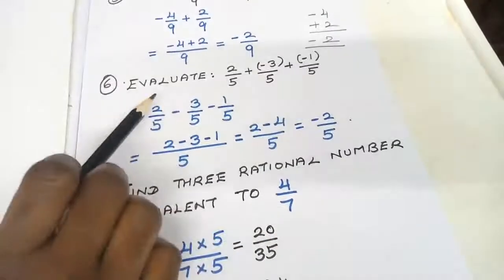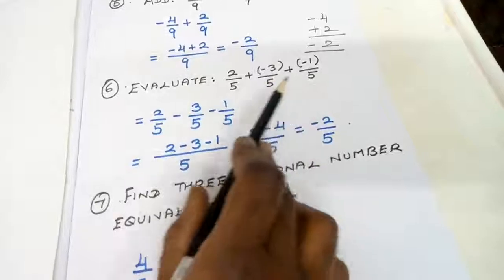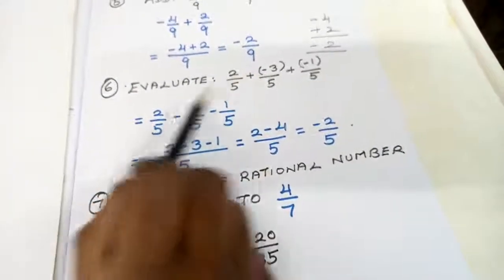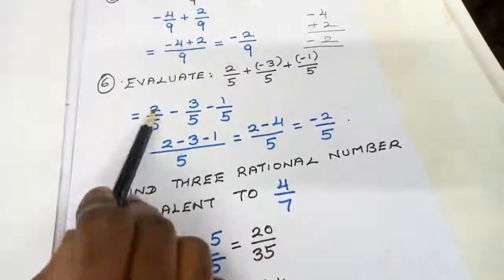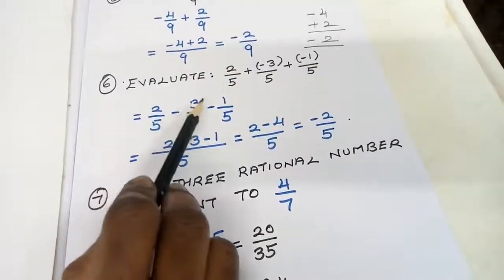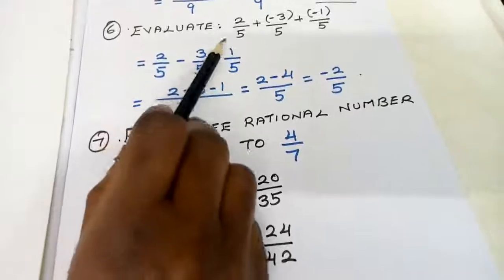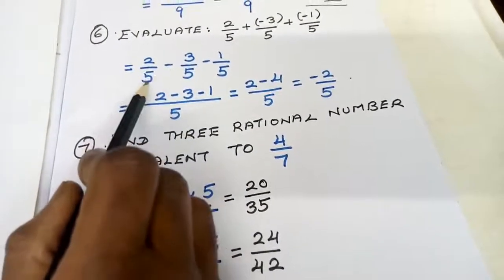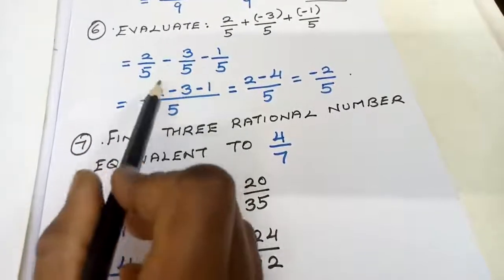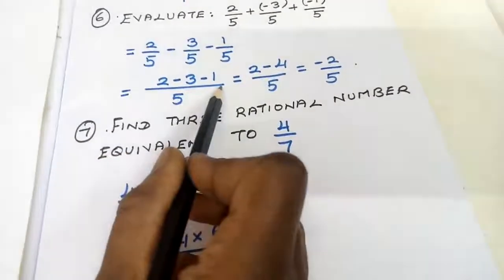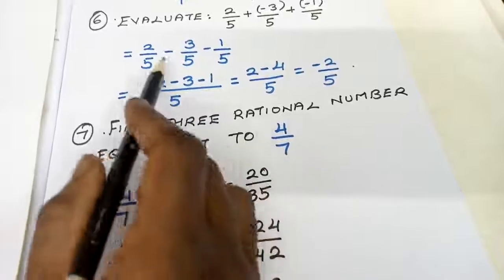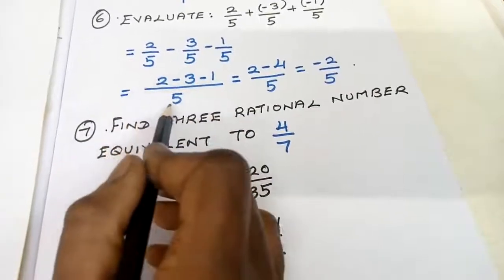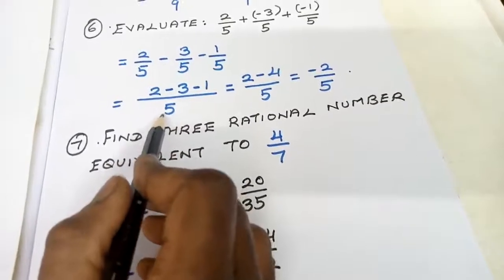Coming to the next question, here we have 3 fractions. First, we are going to remove the brackets. That is plus into minus is minus, plus into minus is minus. 2 by 5 minus 3 by 5 minus 1 by 5. You are going to check the denominator. All the denominators are the same. So you are going to put only one fraction, one rational number. The denominator 5 is repeated 3 times, but you are going to write it only one time. Keep that in your mind.